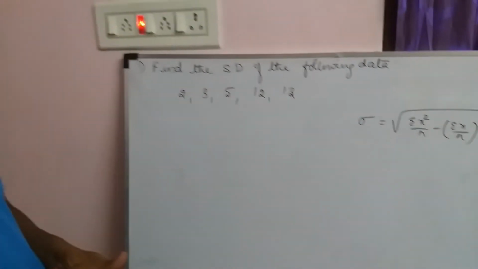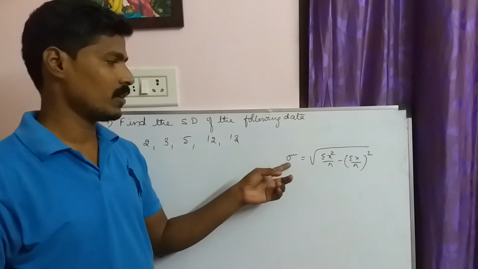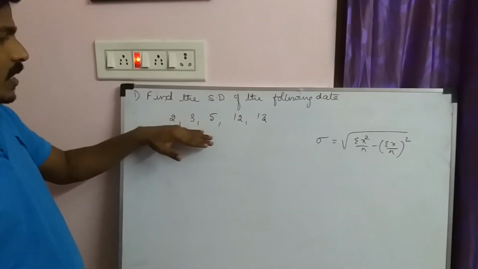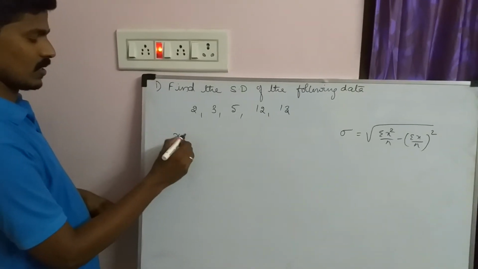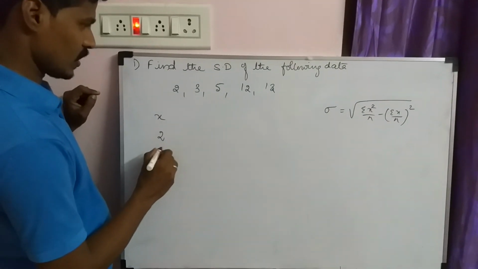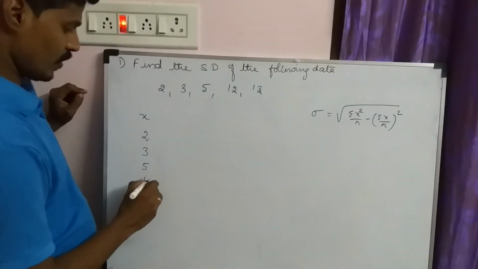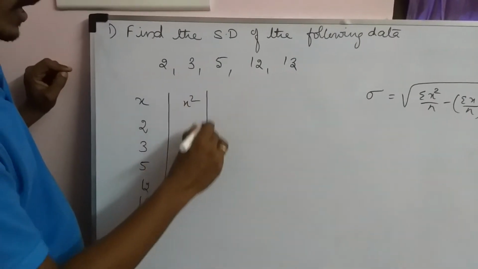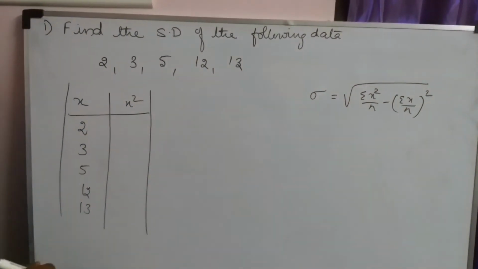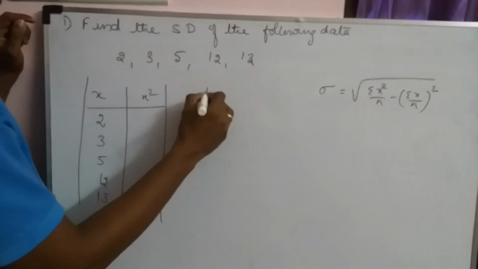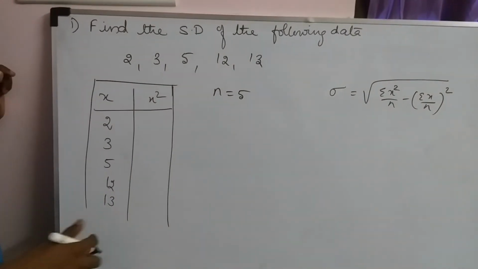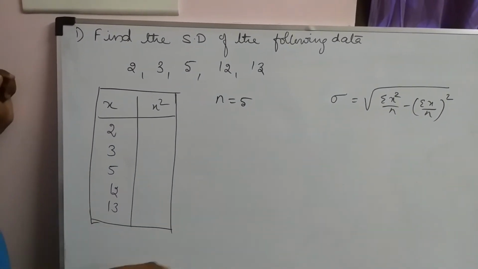So in this one, if we want to know sigma, we need the sum of x squared and the sum of x. So assign this data as x. The given observation is x and we are going to find x square also. Why do we need to calculate? In the standard deviation we need the sum of x and sum of x square, and here n is the number of observations. The n value is 5. So with these two columns we can calculate the standard deviation for the raw data.